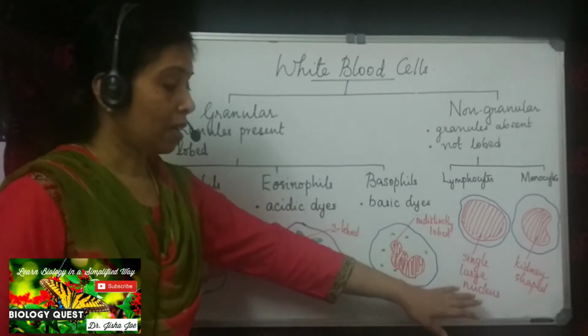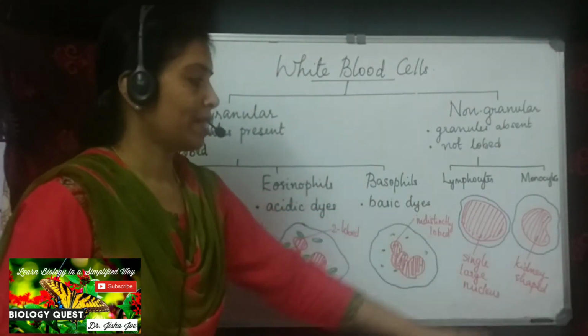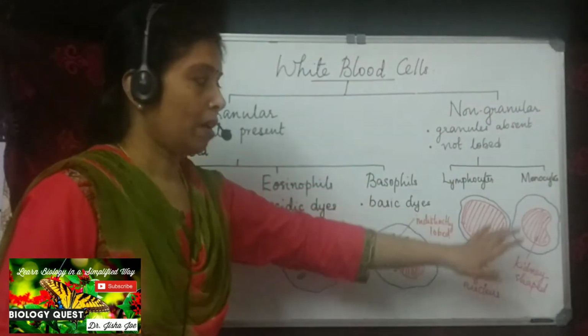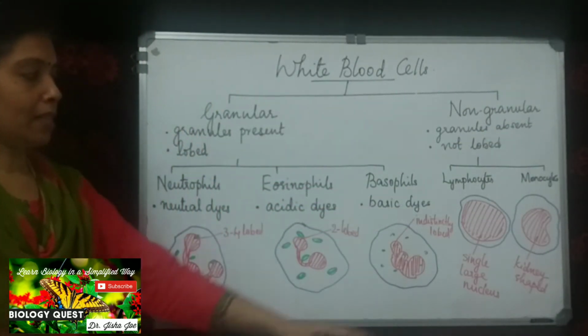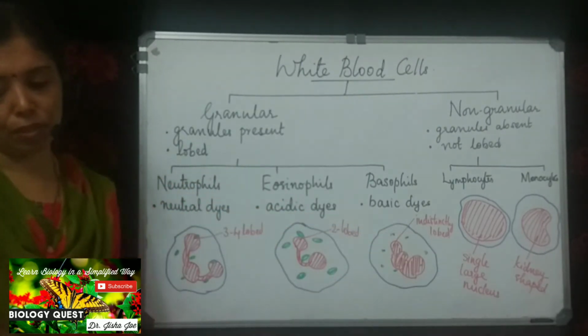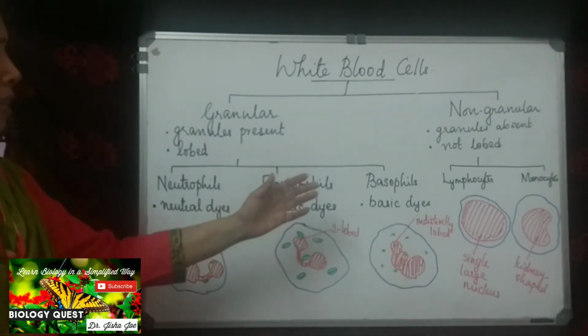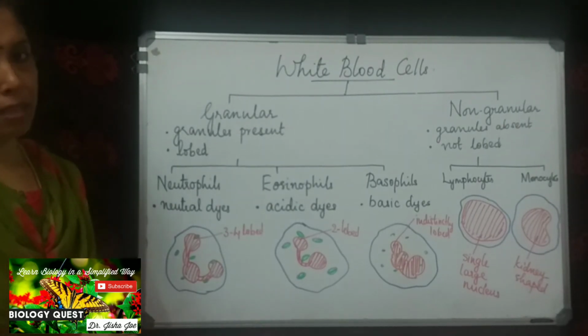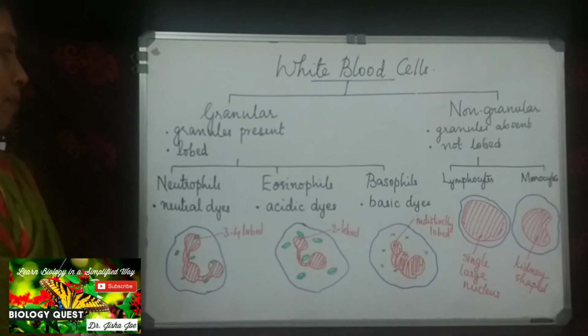Lymphocytes have a single large nucleus, whereas the monocytes have a kidney-shaped nucleus. Both are non-granular WBCs. And among the WBCs, the lymphocytes are the smallest. So these are the characteristic features of the WBCs and the classification of the WBCs.